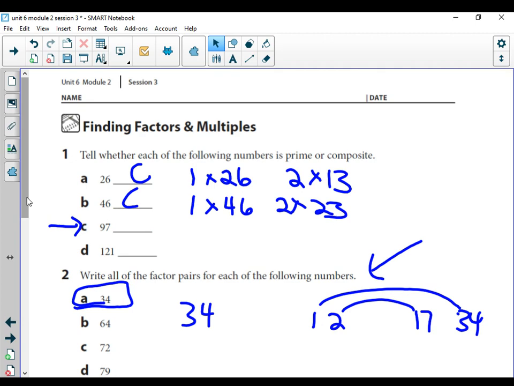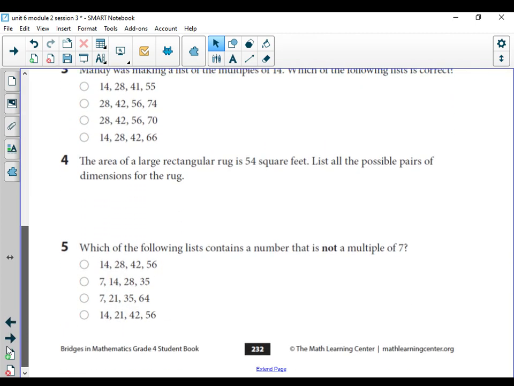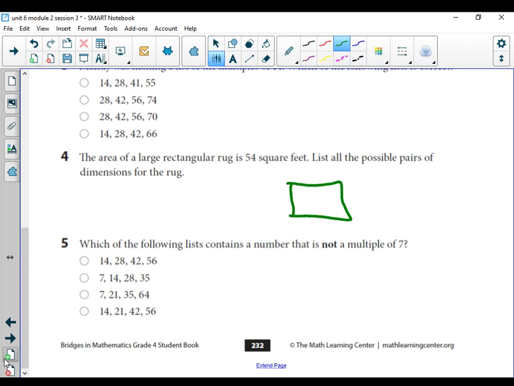So let me go down just a little bit here. Let's make sure you guys, let's just look at number 4. Super quick before I let you go and practice the work. But number 4, the area of a large rectangular rug is 54 square feet. List all the possible pairs of dimensions for the rug. Think about this. All you're doing, you guys, is deciding what are the factor pairs of 54.